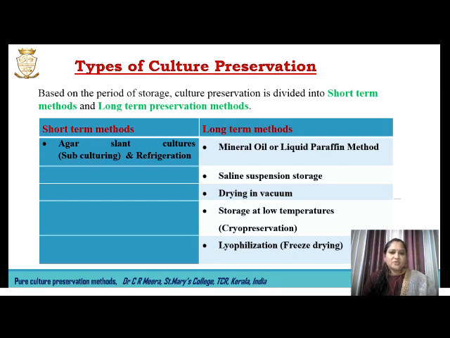Based on the period of storage, we can divide the culture preservation methods into two types, that is short-term preservation methods and long-term preservation methods. Agar slant cultures, otherwise known as subculturing, and refrigeration are the most common short-term preservation methods. There are five different types of long-term preservation methods, which include mineral oil or liquid paraffin method, saline suspension storage, drying in vacuum, storage at low temperatures, otherwise called cryopreservation, and lyophilization or freeze drying.